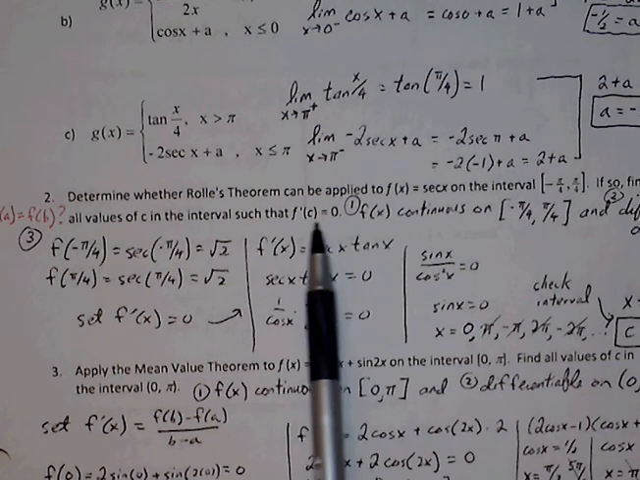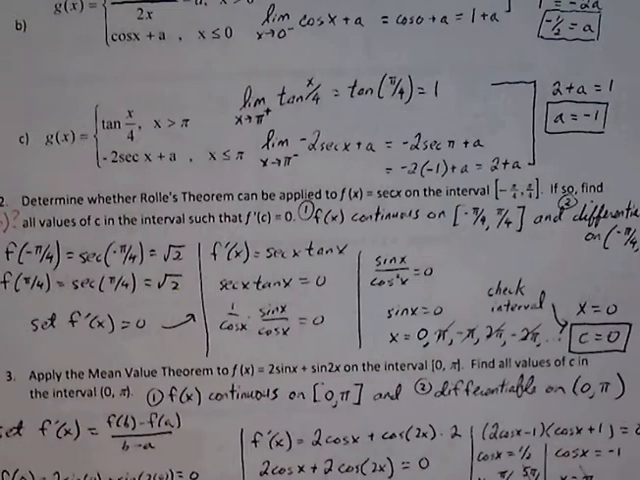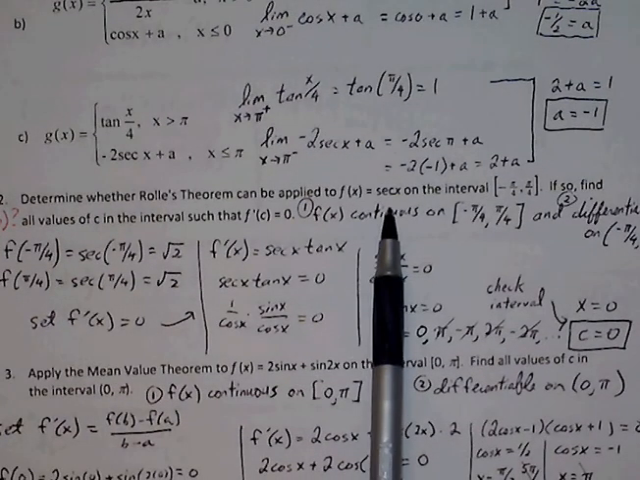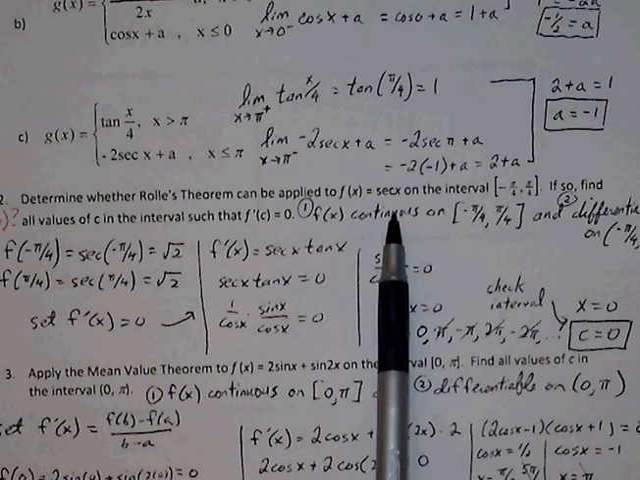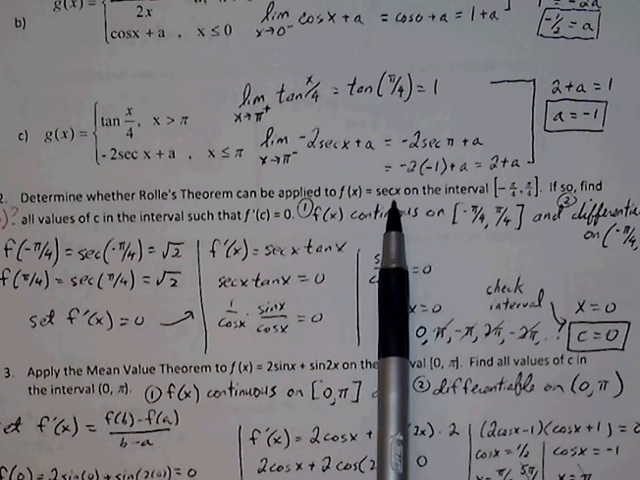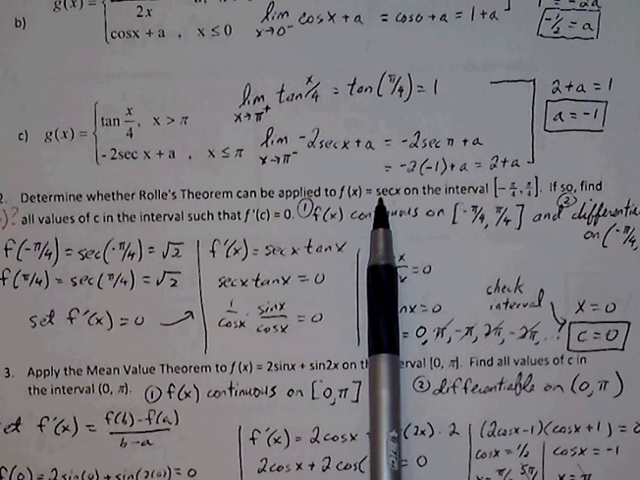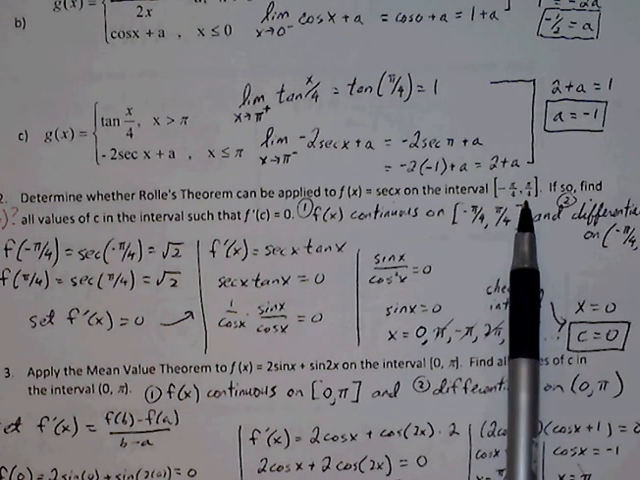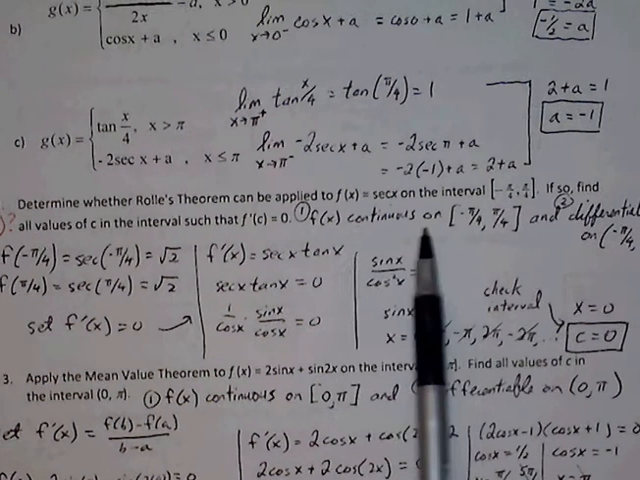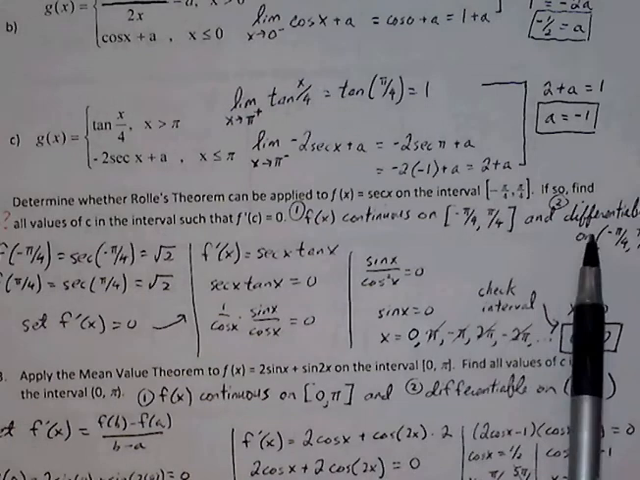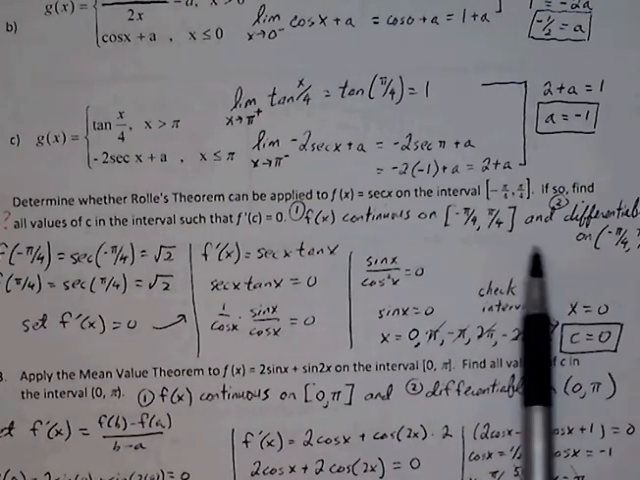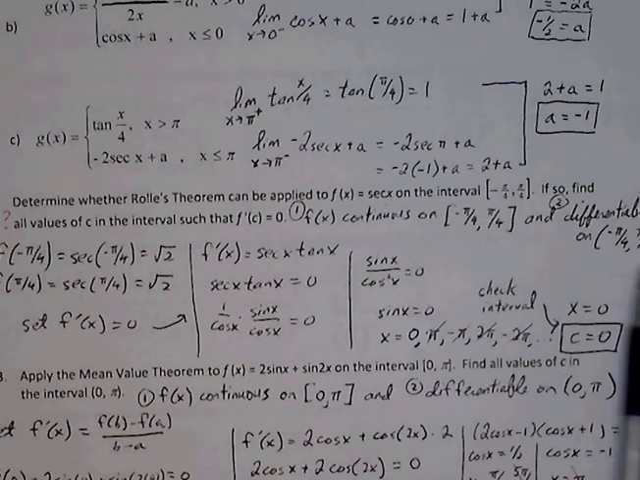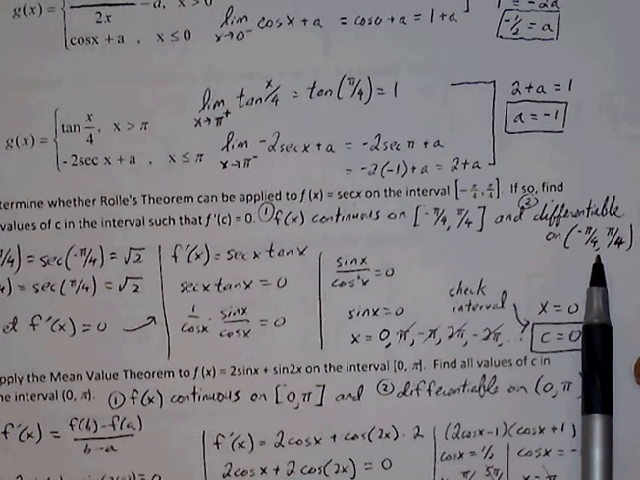Okay. If you think about secant, secant does have vertical asymptotes, but those vertical asymptotes will occur where cosine is equal to 0. And cosine is equal to 0 at pi over 2 and negative pi over 2. And those are outside of our interval from negative pi over 4 to pi over 4. So we know that our function is continuous on the closed interval, and because it's a trig function, it's always going to be differentiable as long as it's continuous as well. So we can go ahead and state that it's differentiable on the open interval.